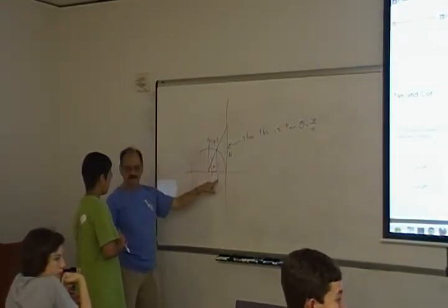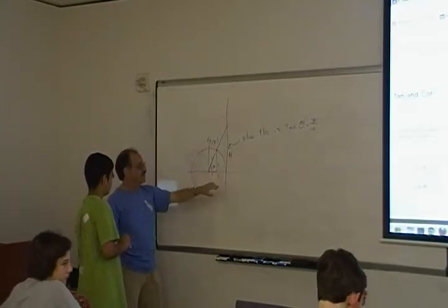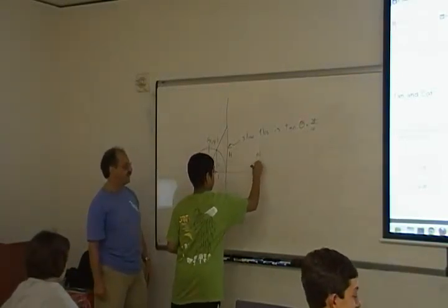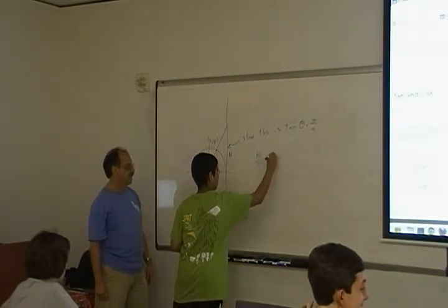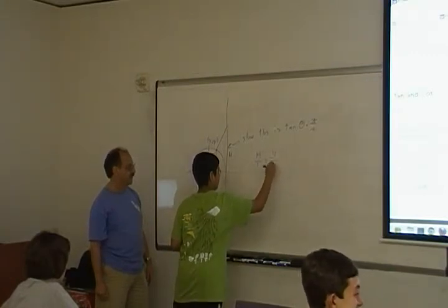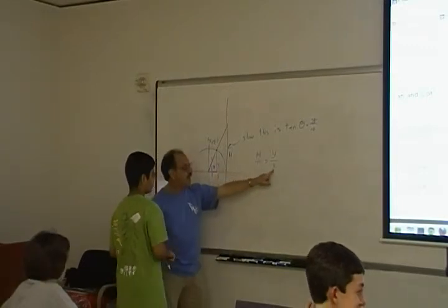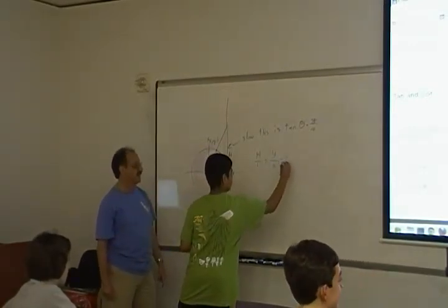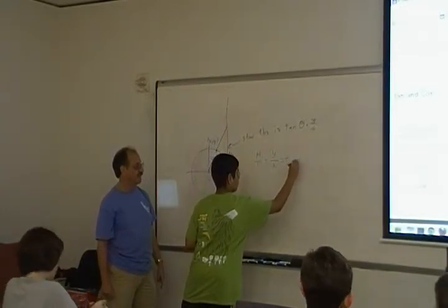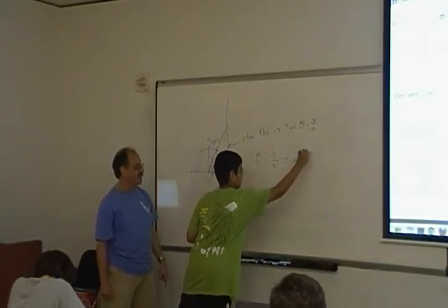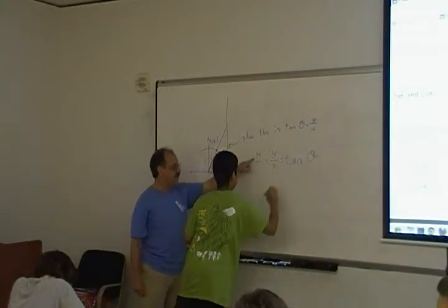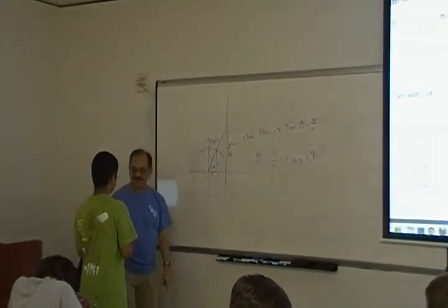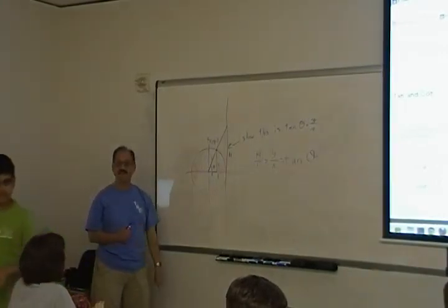h over 1, write that down, h over 1 equals, and what's another name for y over x? And you just proved that h over 1, which means h, is tangent of theta. Right? Did everybody follow that?